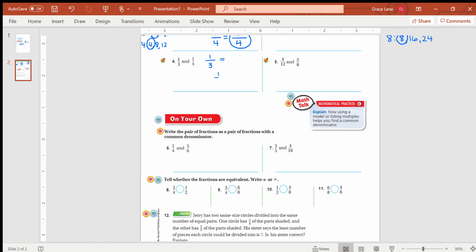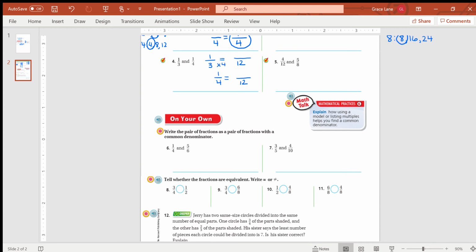So compare on your multiplication chart the list of 3 and the list of 4 and see what multiple they have in common. I think that the smallest multiple that they have in common is 12. So if you put a 12 as the new denominator, you're going to have to change both numerators. So see what you're multiplying by.